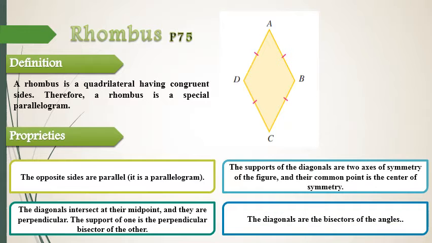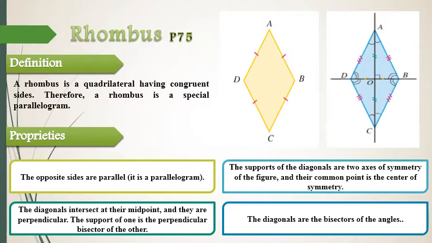The diagonals are the bisectors of the angles, as shown in this figure. These are the two diagonals, horizontal and vertical ones. They are bisectors of the angles. They cut all the angles into two equal parts.